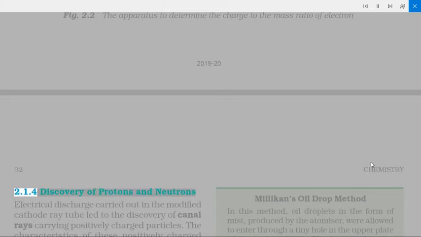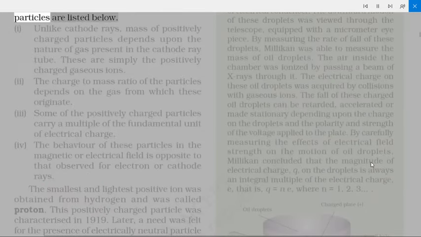2.1.4 Discovery of protons and neutrons. Electrical discharge carried out in the modified cathode ray tube led to the discovery of canal rays carrying positively charged particles. The characteristics of these positively charged particles are listed below.